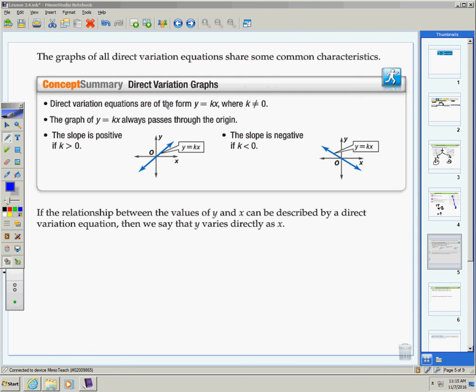Now, direct variation equations are in the form y equals kx, k can't equal 0. We've already talked about that. The graph of y equals kx always passes through the origin. We've already talked about that.